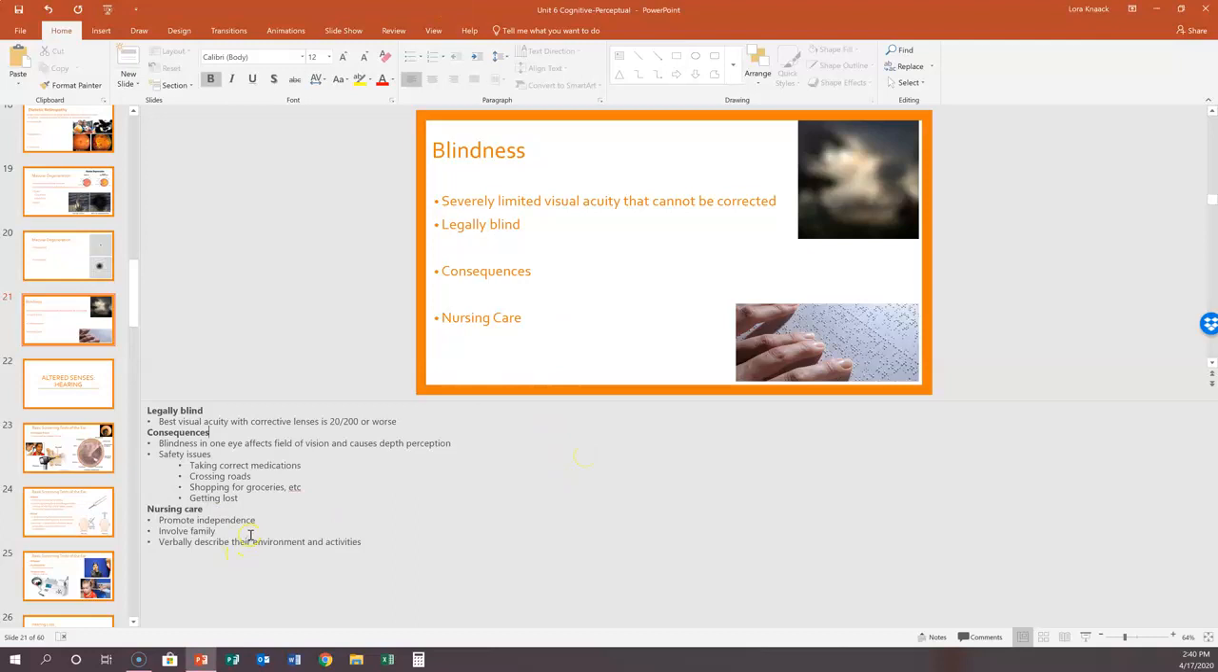Consequences: blindness in one eye affects field of vision and causes depth perception issues. We talk about safety issues, taking correct medications, crossing the road, shopping for groceries, and maybe even getting lost. Nursing care: promote independence as much as possible, involve family, and verbally describe environments and activities if it is a person that is legally blind in both eyes.